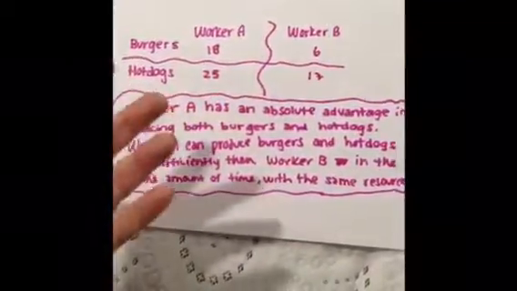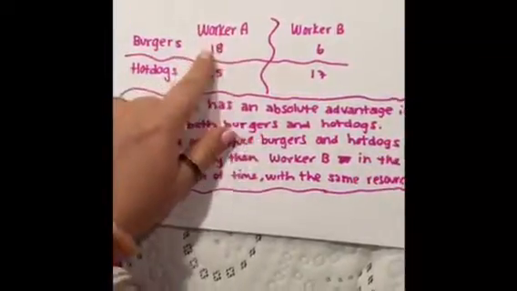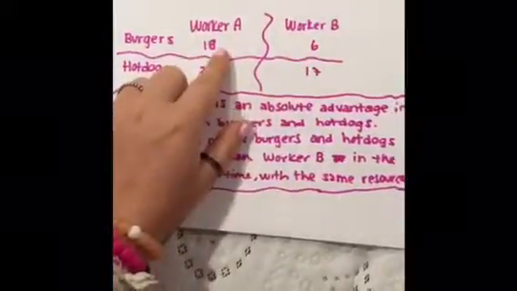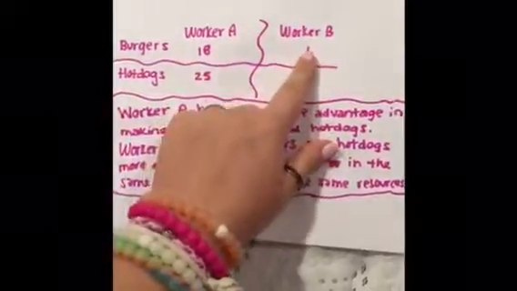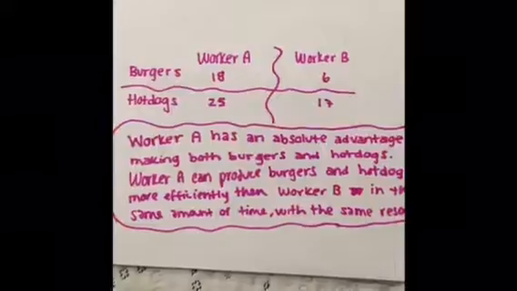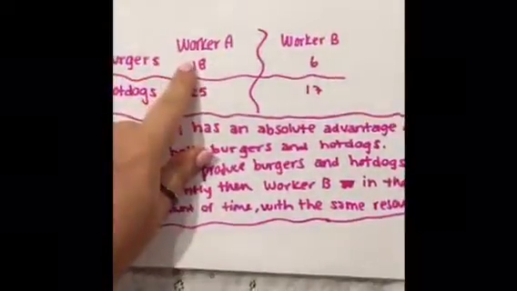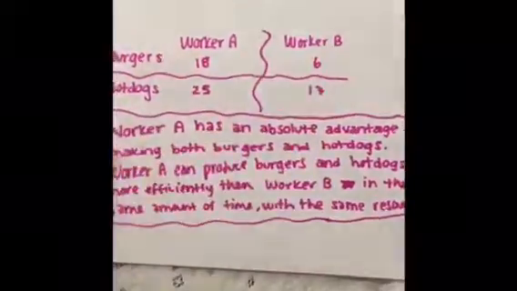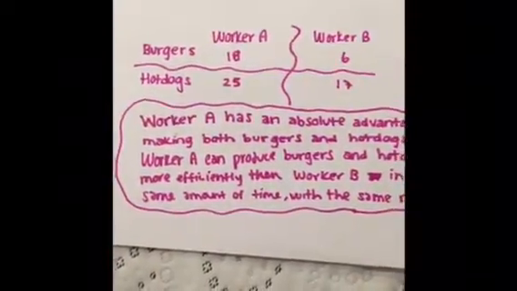So, as you can tell, worker A is more efficient at producing burgers. Therefore, he has an advantage over worker B, who can only make 6. Which, to conclude, means that worker A has an absolute advantage over worker B in the production of burgers. Now, let's take a look at hot dogs.